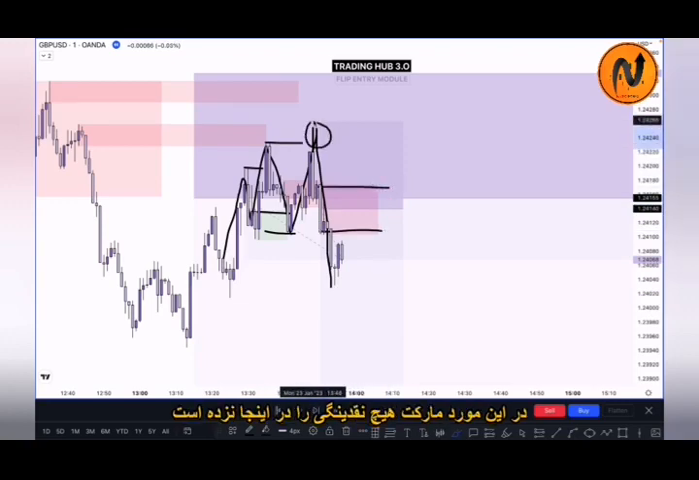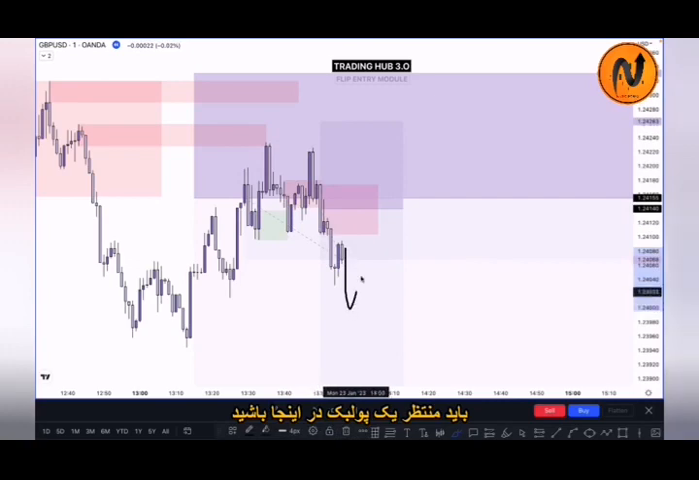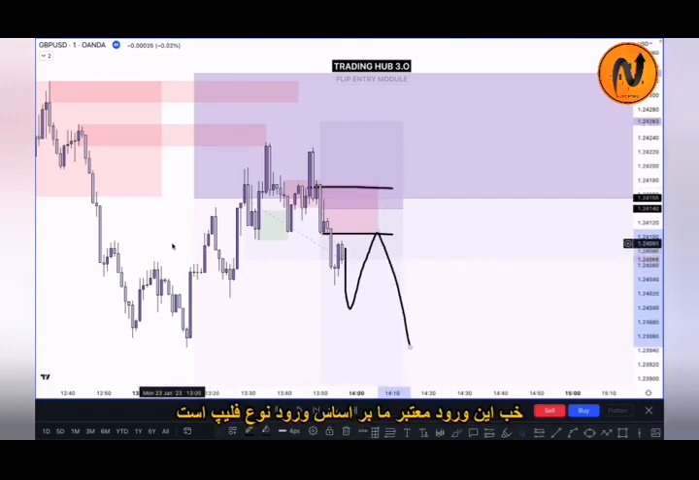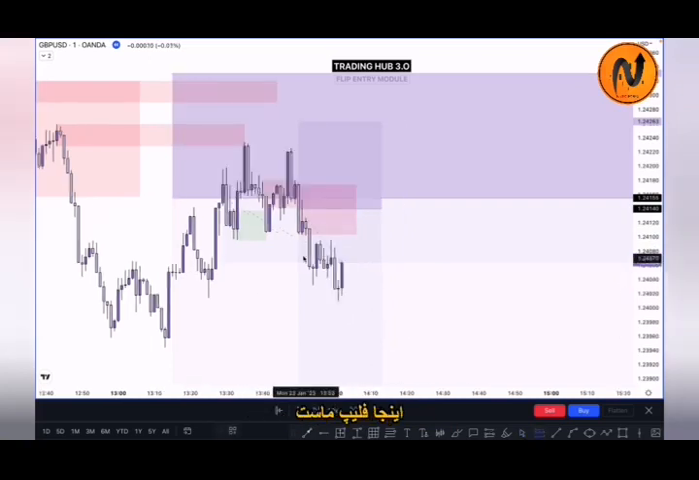In this case the market has not taken out any liquidity here, so how can you sell here? You have to wait for a pullback to be created here, and at this time you can sell. So this one is our valid entry based on the flip entry module, flip with inducement, right? Let's see what happened next after this one. This one is our flip, demand converts into supply. So this one is our first entry.